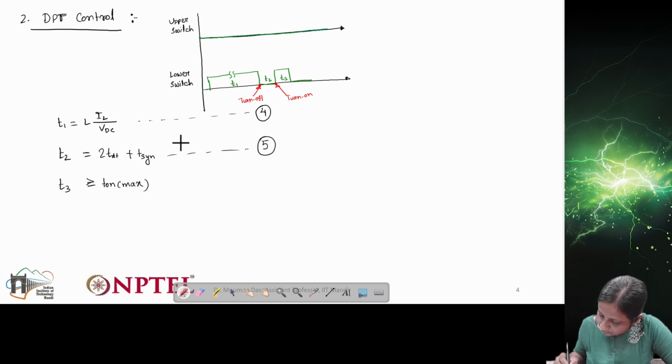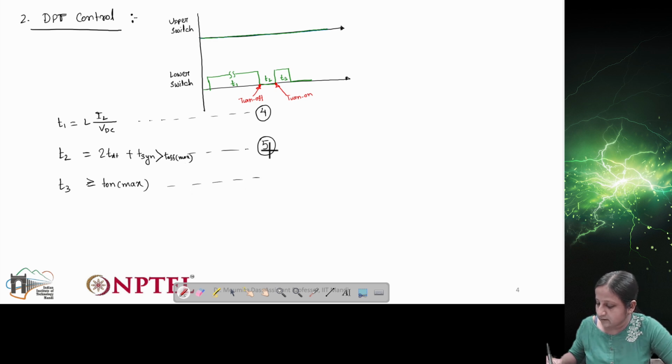This we can also represent like the previous one. This should be equal to T off max. Okay.